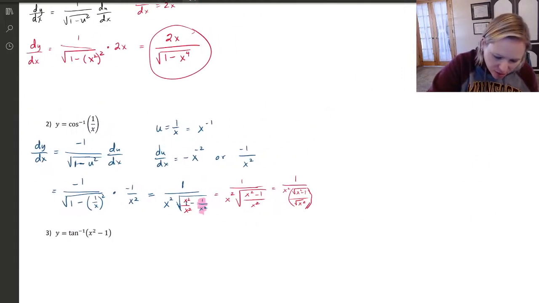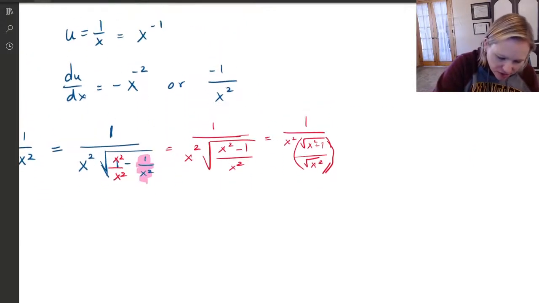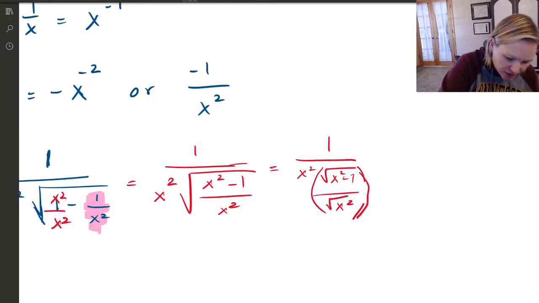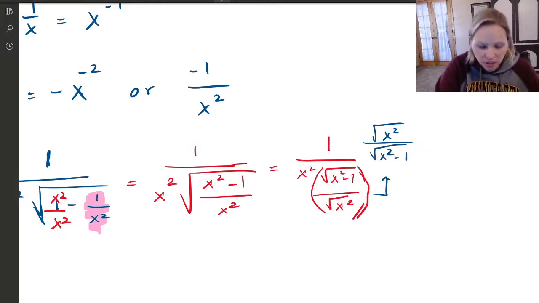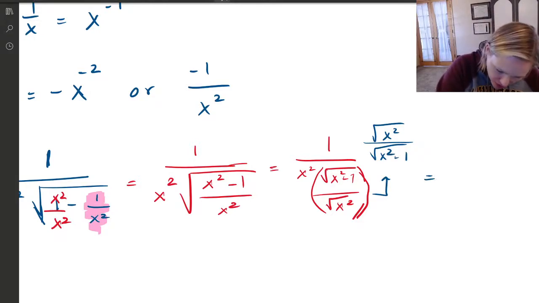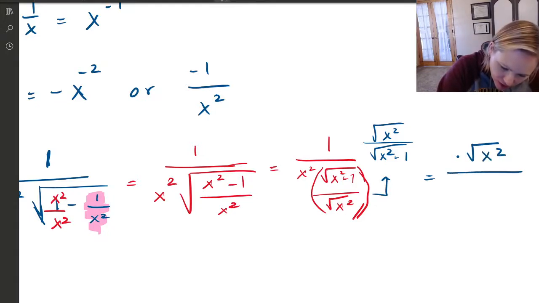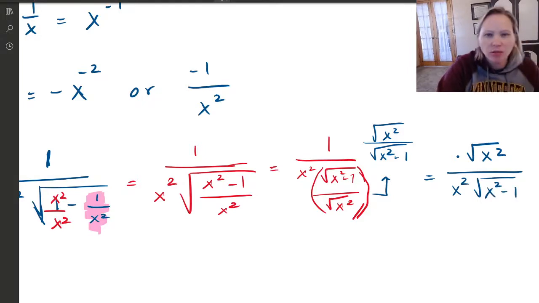So let's get a little bit more space here. Zoom in. So I'm going to take this entire value and I'm going to flip. So I'm going to multiply by the square root of x squared in the numerator, and then the square root of x squared minus 1 down in the bottom. So it's a little messy right now, but here's what it ends up looking like. We have the square root of x squared in the numerator. We have x squared and then the square root of x squared minus 1 down below.